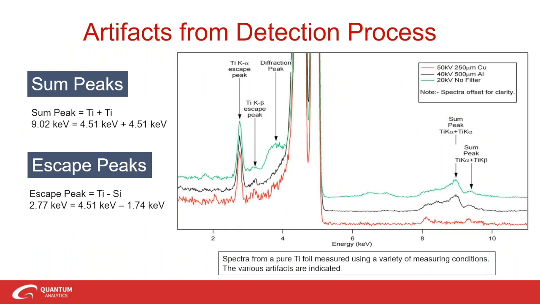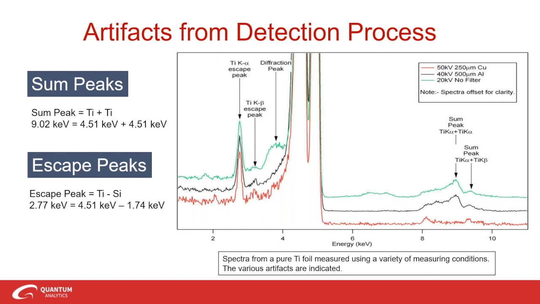So before we were looking at artifacts from the tube, from the radiation process. Now we're looking at artifacts from the detection process. Here we'll talk about terms like sum peaks and escape peaks. Sum peaks are where two photons strike the detector at the same time. The fluorescence is captured by the detector, recognized as one photon at twice its normal energy. So a peak appears in the spectrum, but at 2 times the element's energy.